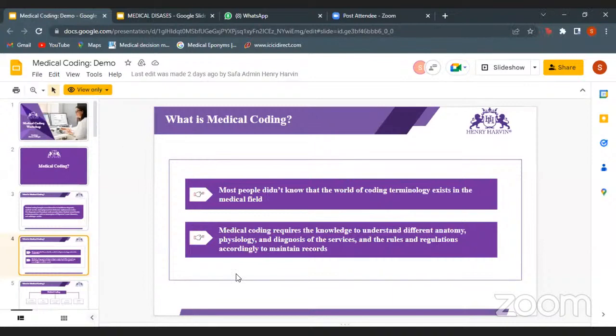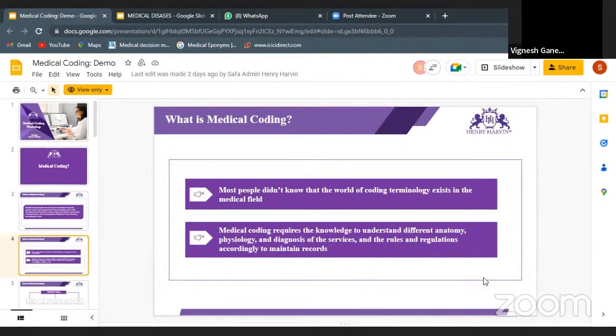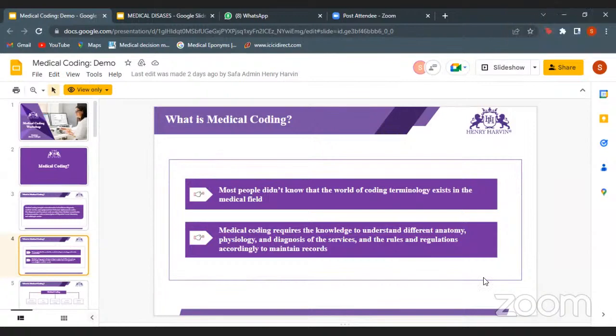Okay, so most people didn't know that this kind of coding terminology exists in the medical field. Medical coding requires the knowledge to understand different anatomy and diagnosis.